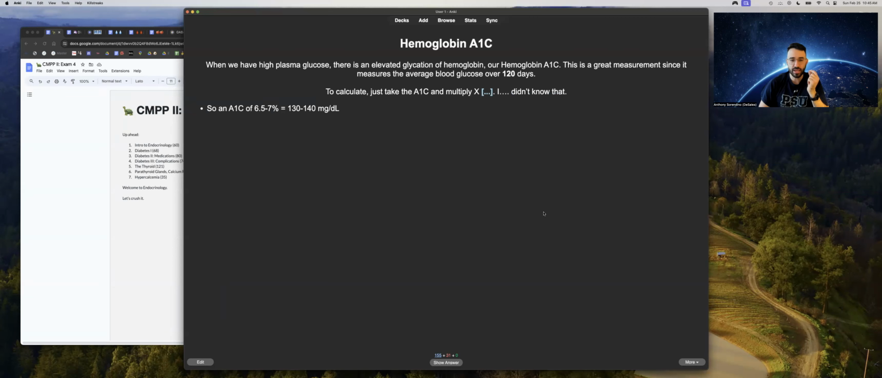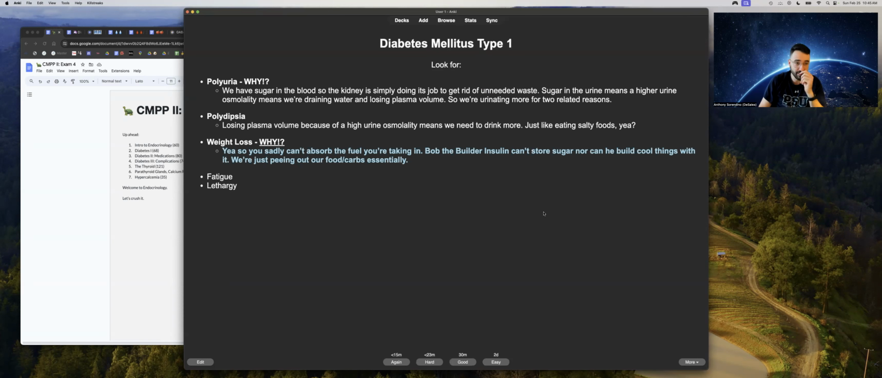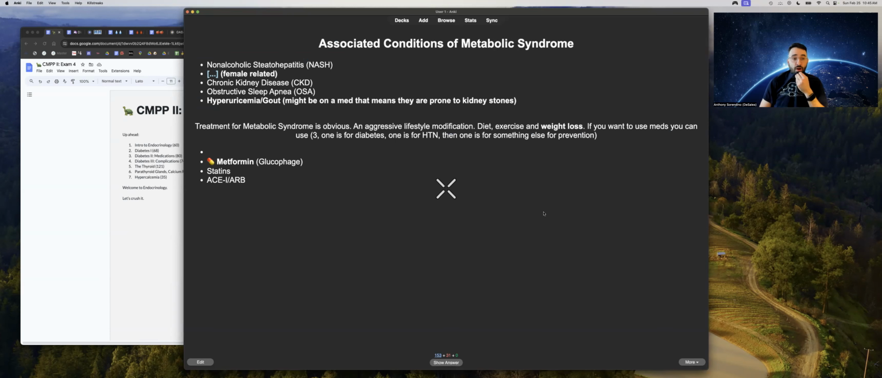To calculate, just take an A1C and multiply by, isn't it 20? Yeah, that's crazy. I didn't know that. To figure out what their glucose is. DM1, why do we get weight loss? So we're peeing out sugar. Yeah, we have this insulin deficiency, so we can't use the carbs we're eating. So we're just peeing out our food. It's crazy. Yeah, that's exactly right.